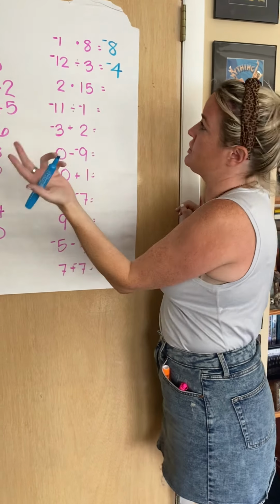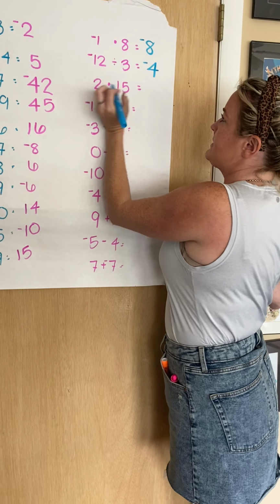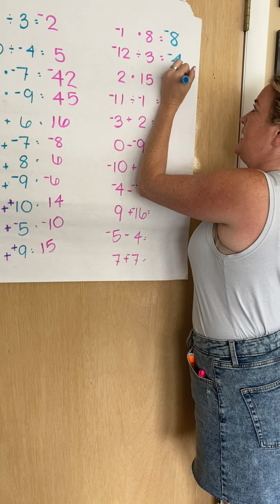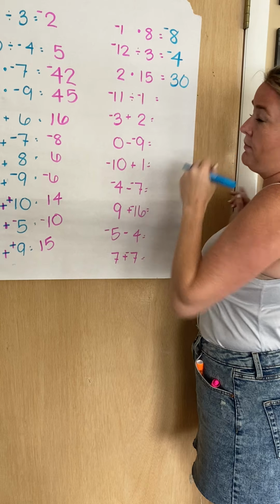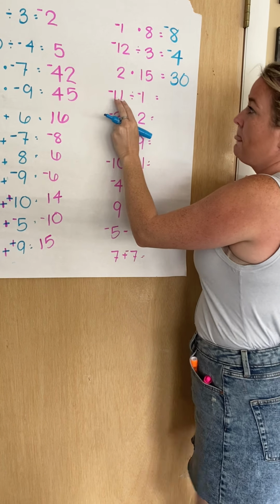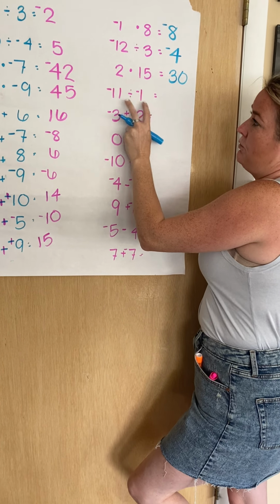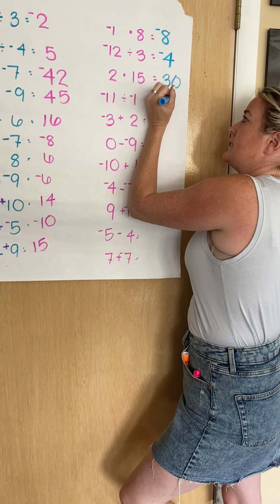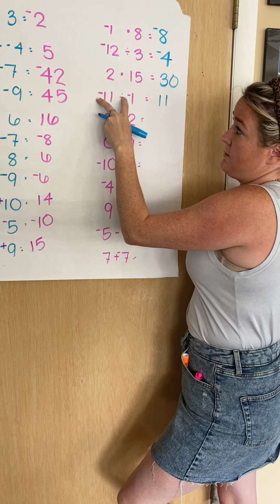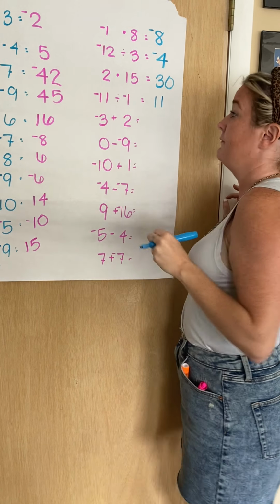2 times 15, this is just a normal 2 positive, so 2 times 15 I know is 30. Since both numbers are positive, my answer will be positive. Negative 11 divided by negative 1, so I know 11 divided by 1 is 11. My signs are the same, they're both negative, so that means my answer would be positive.